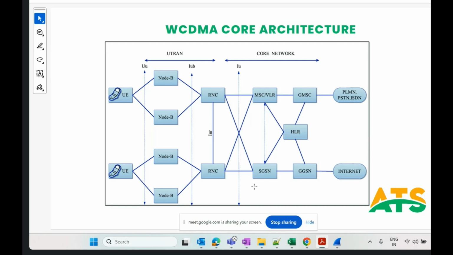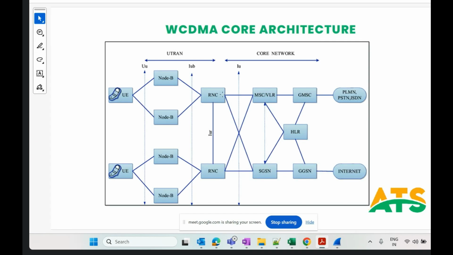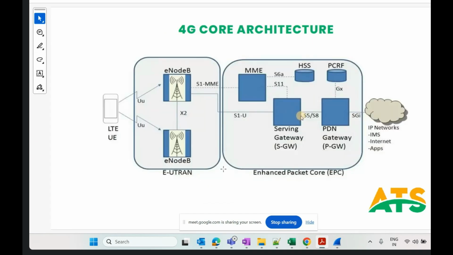Okay, so this is 3G. In the access part, there is a node B. This BTS is replaced by the node B, and BSC is replaced by RNC, that is radio network controller. And then 3G to 4G developed quickly. In 2009, 3G came, and then 2011, 2012, 4G, and now 5G. So it didn't take much time. But the development between 2G and 3G took a long time.